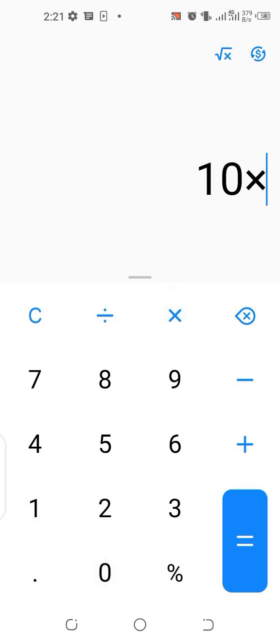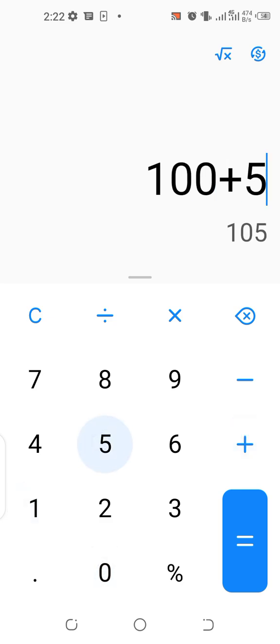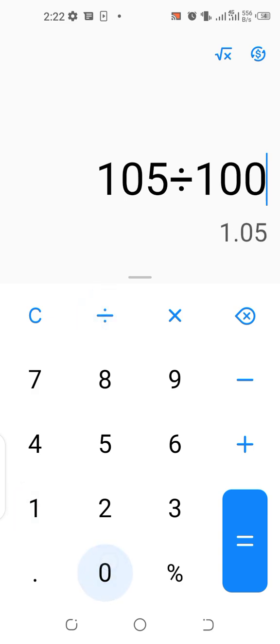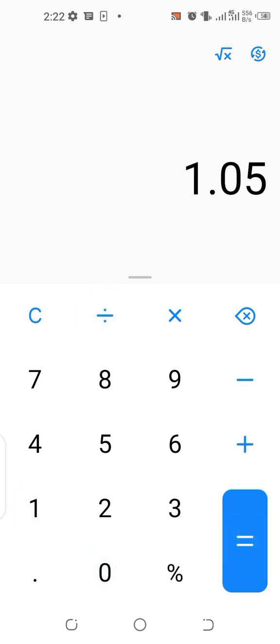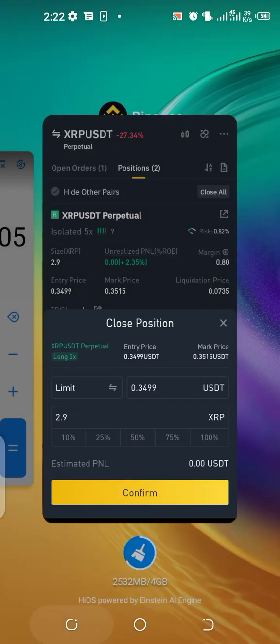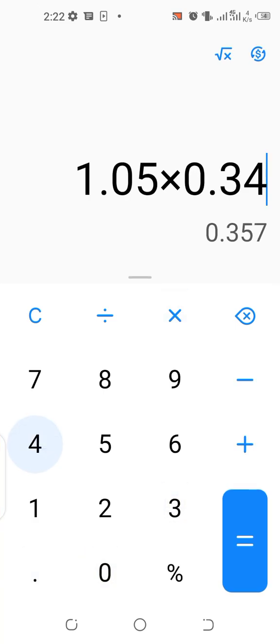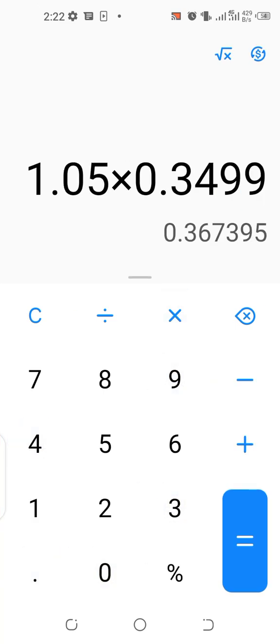And 10 times leverage, 50% profit. Okay, so all I need is a 5% increase in the price of the coin. Alright, that's 100 plus 5, divided by 100, that's multiply the price of the coin by 1.05. So for XRP, the entry price is 0.3499. Alright, so 5% increase in that price will give 0.367395.